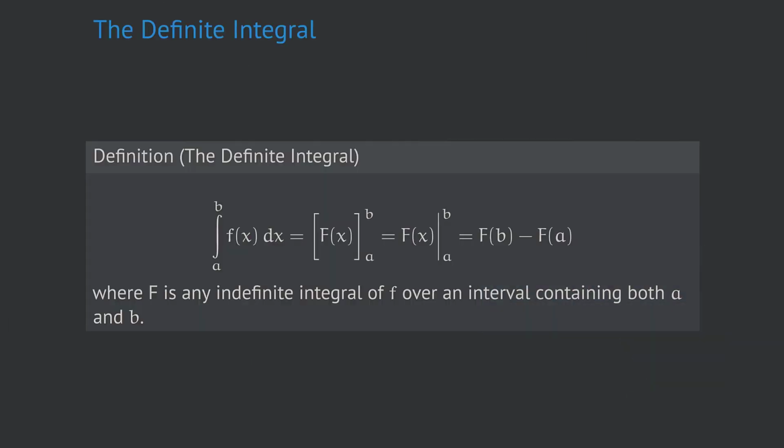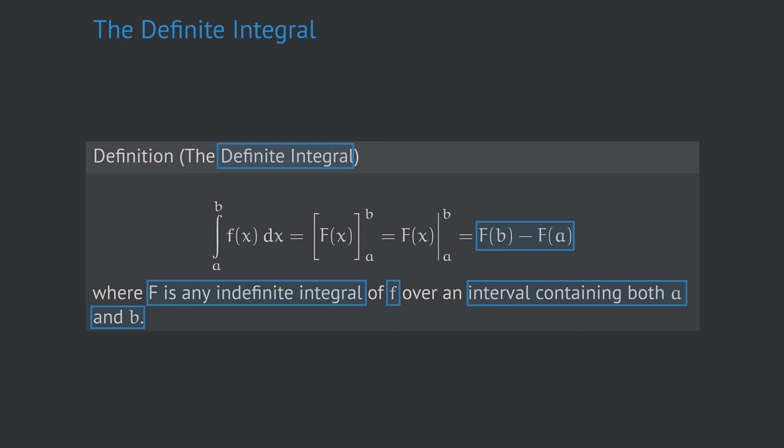If we have any function f for which we know any of its antiderivatives, or in other words, any of its indefinite integrals, which we call capital F, and if we have a closed interval [a, b] such that f is defined on that interval, then the quantity capital F of b minus capital F of a can be interpreted as the area between the function f, the x-axis, and the vertical lines at a and b. We call that quantity the definite integral with lower limit a and upper limit b.